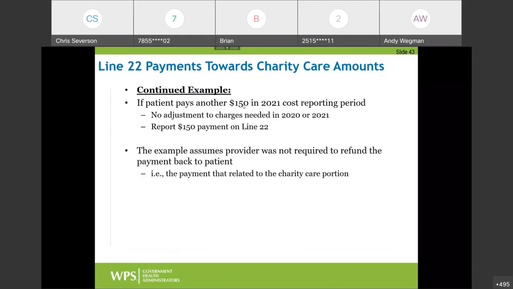But let's say they pay another $150 in 2021. Now it's a payment against a previously reported charity care charge. So now we're going to report this $150 payment on line 22, assuming, of course, that you kept the payment. You didn't have a requirement to refund the payment back to the patient.